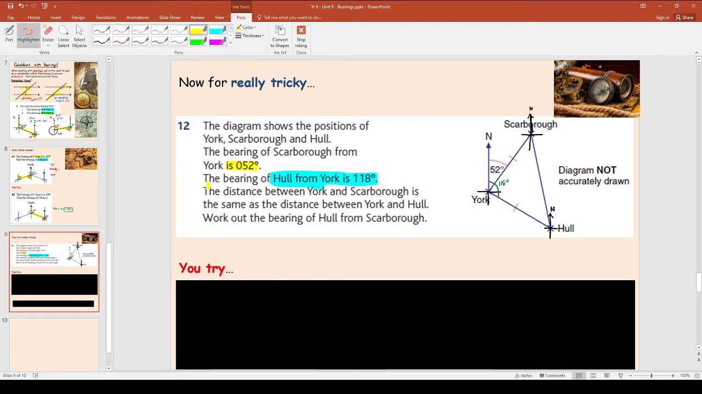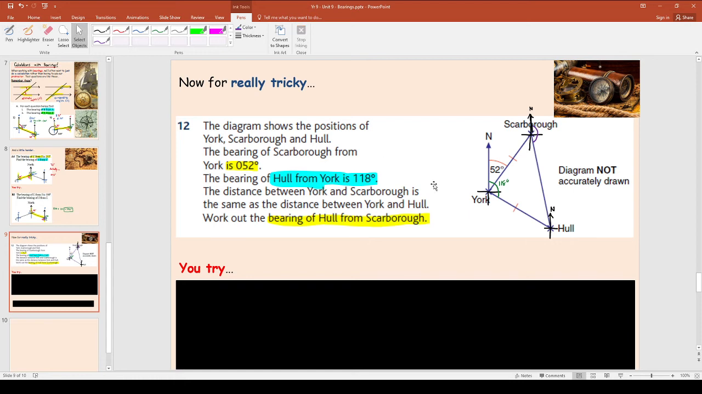And our final question is this. It says work out the bearing of Hull from Scarborough. So we want to know the bearing of Hull from Scarborough. So the question's asking us to work out from Scarborough down to Hull. Okay, I think I've got a bit of a strategy here. I'm not sure if you have yet. What's the strategy going to be? I'm not quite sure yet, my buddies. Oh, okay. Oh, I see something.